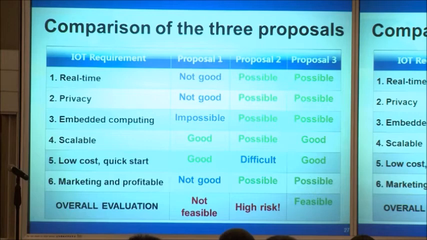If we do this, then we know it's possible to do real time. It's possible to enhance privacy. It's possible to do embedded computing. Scalability and low cost are there because the lower layer communication mechanism is there. Also, we can build in some mechanism to make sure people can make money. So after evaluating all 3 proposals, proposal 3, I will say, is not a great one, but certainly is a feasible one we should start with.